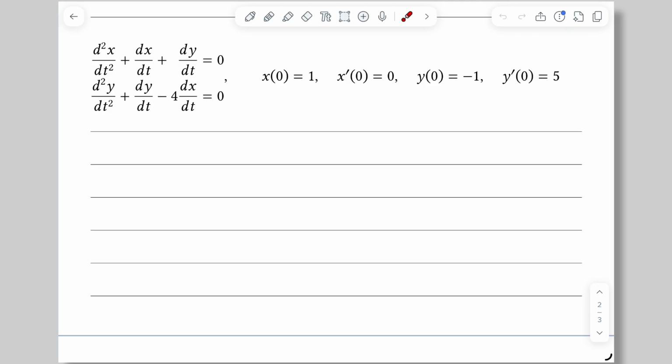Let's see if this next one is any easier. We've got d2x/dt2 plus dx/dt plus dy/dt equals 0. d2y/dt2 plus dy/dt minus 4 dx/dt equals 0. Our initial conditions are x(0) equals 1, x prime of 0 equals 0, y(0) equals negative 1, and y prime of 0 equals 5.